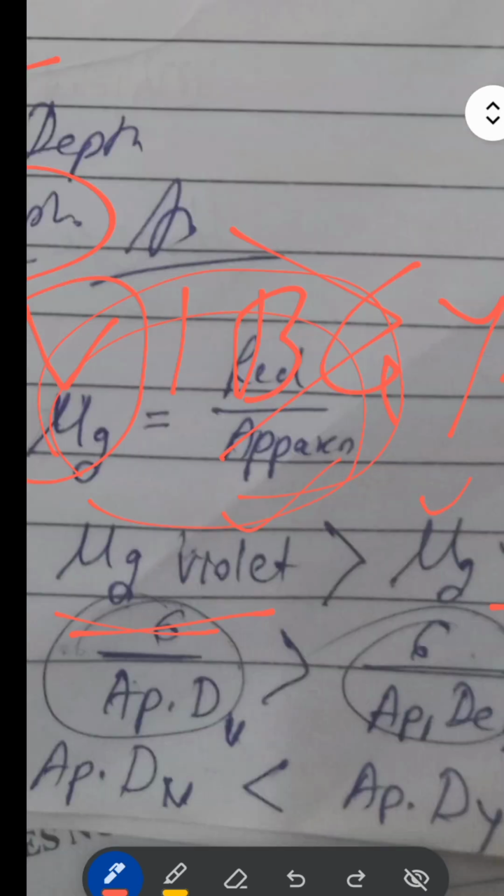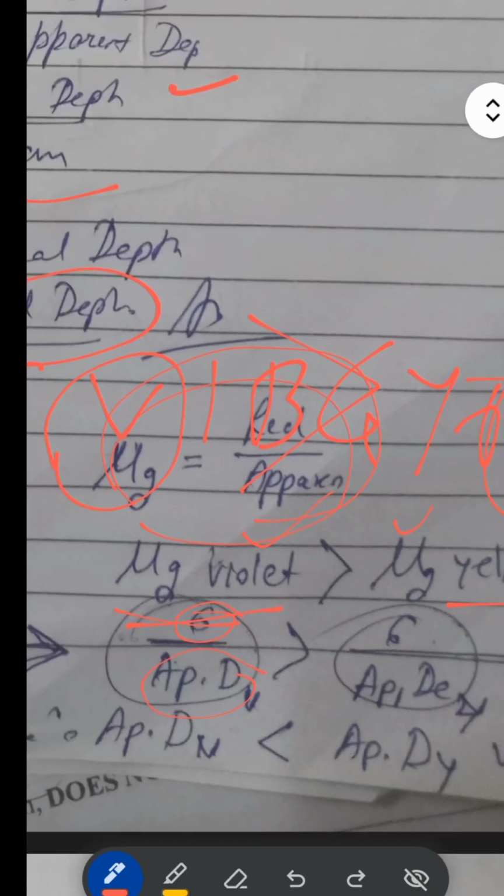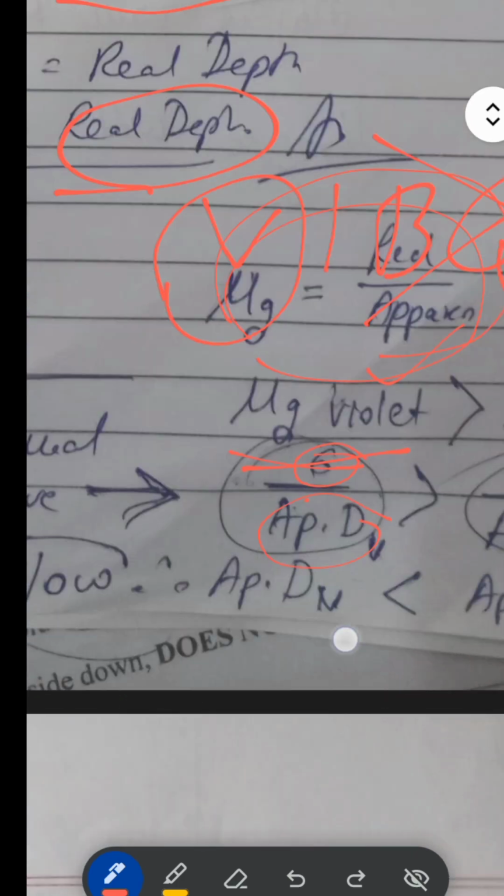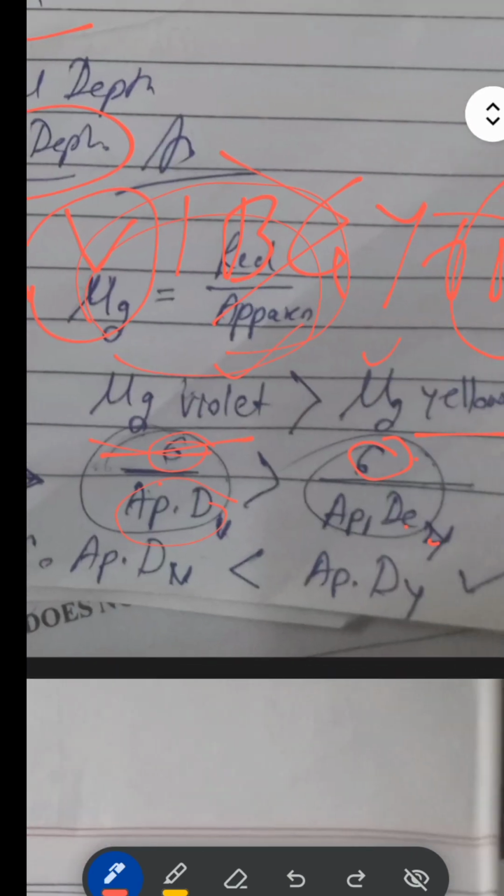Now refractive index is also equal to real depth by apparent depth. So for violet light, real depth, which is 6 cm, we already found out, by apparent depth for violet light is APDV. Also the refractive index for yellow light is real depth by apparent depth. In both cases real depth does not change, so real depth remains 6, but apparent depth for yellow light will be apparent depth y. Now see the fraction. Both numerators have 6, the denominators will obviously be different. That's why the refractive index for violet light is more, as we already know, so this side fraction is more than the right hand side fraction.